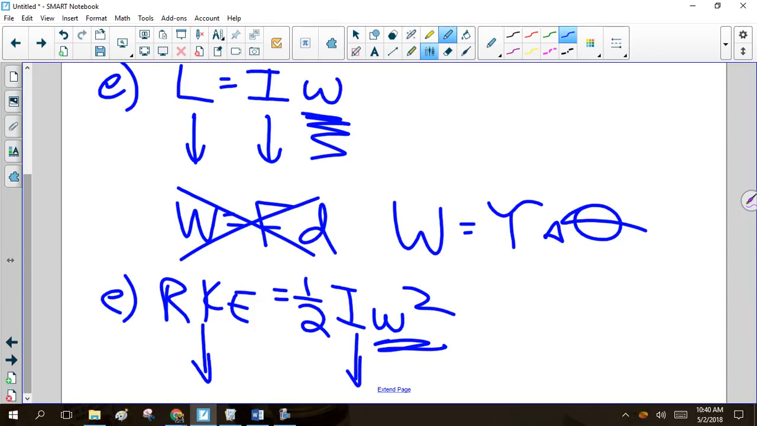And why do you know the I is decreasing? You could calculate it, but it would be way more cumbersome than you need to. All right, so remember we talked about a figure skater pulling her arms in and spinning faster. Why does that happen? You remember?